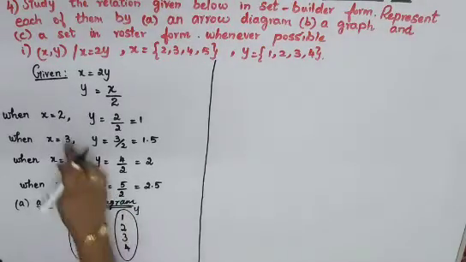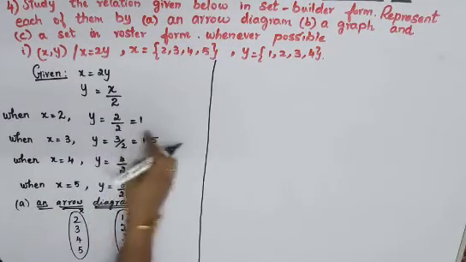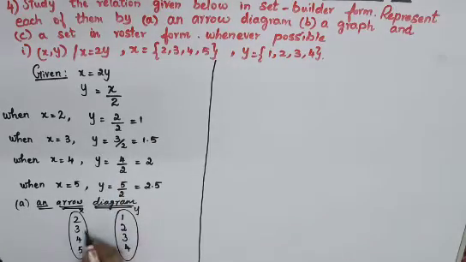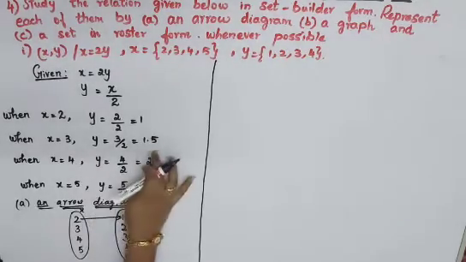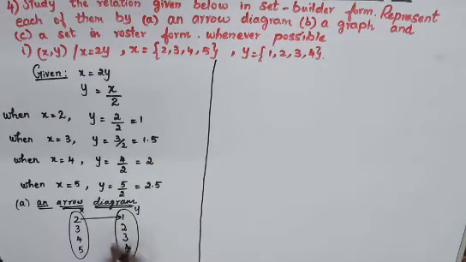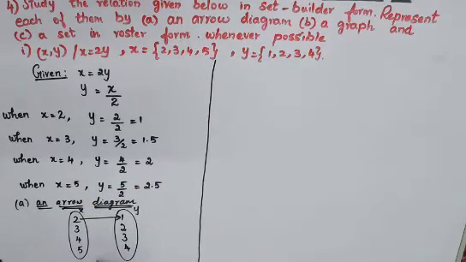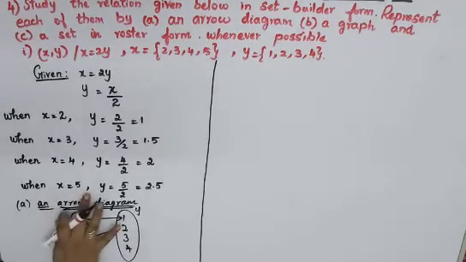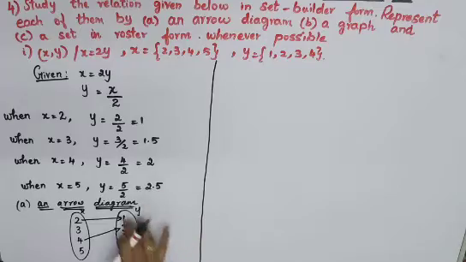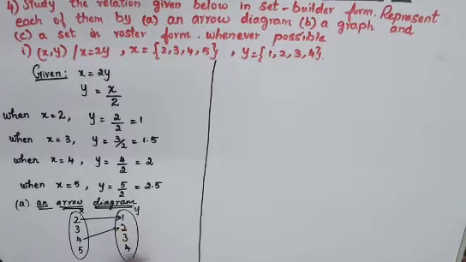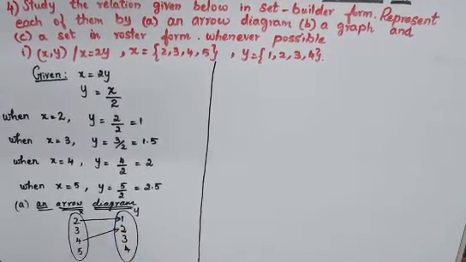Then see, when x is equal to 2, we have y is equal to 1, so 2 should map to 1. Then for 3, the value 1.5 will not be there, because you won't be able to map 1.5 in y, so leave that. Then 4 must go to 2. So 4 should map to 2. The next one is x equal to 5, which gives 2.5, so you won't be able to mark it here. So this is the arrow diagram for the given question.